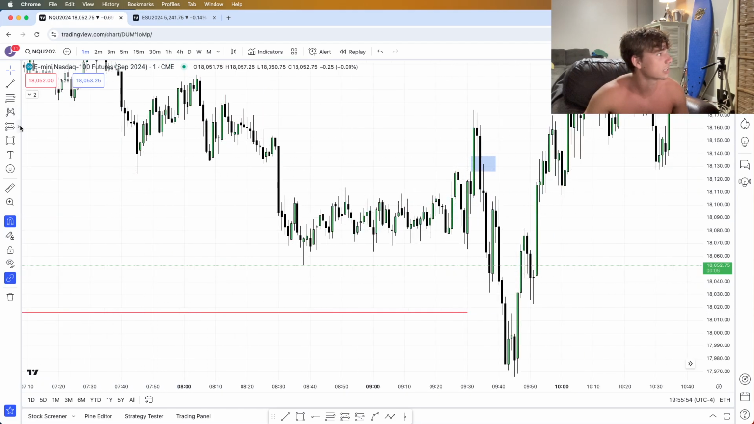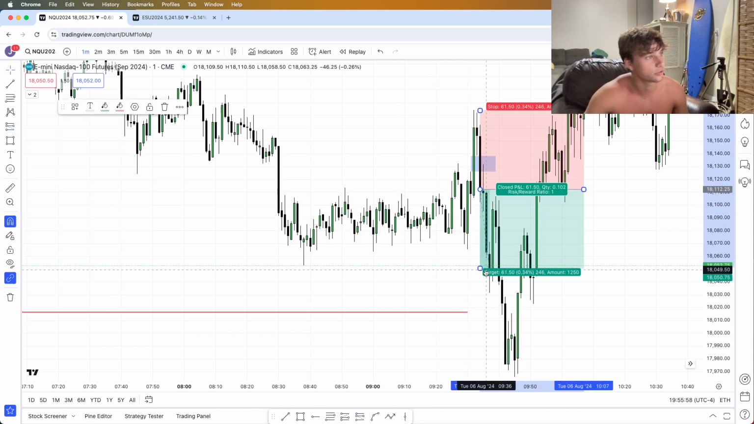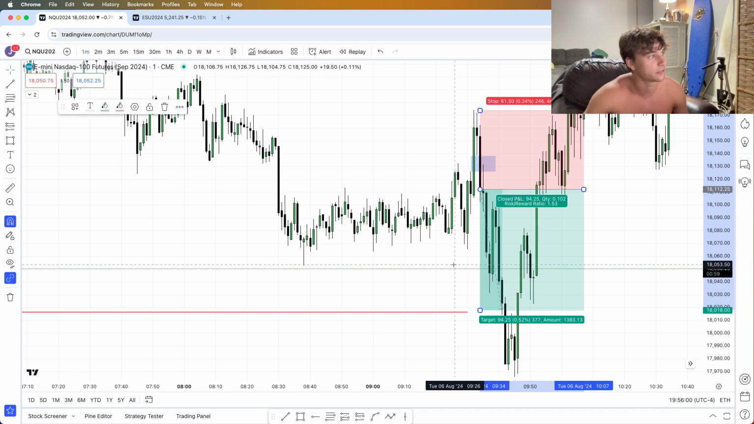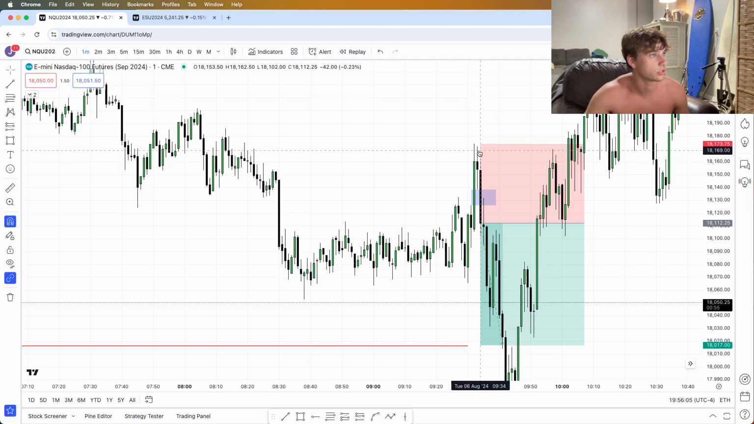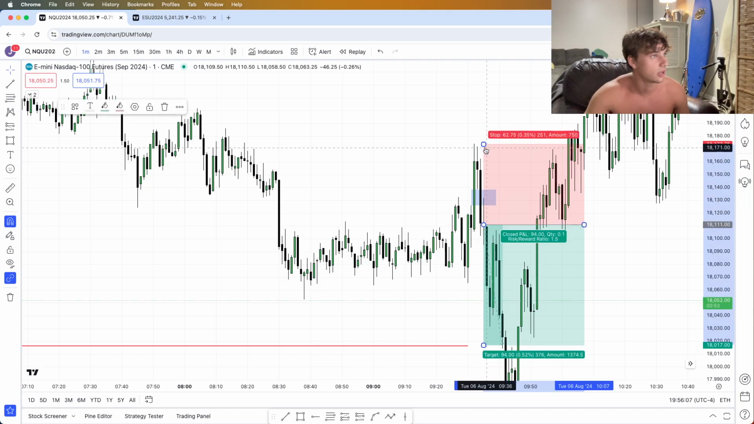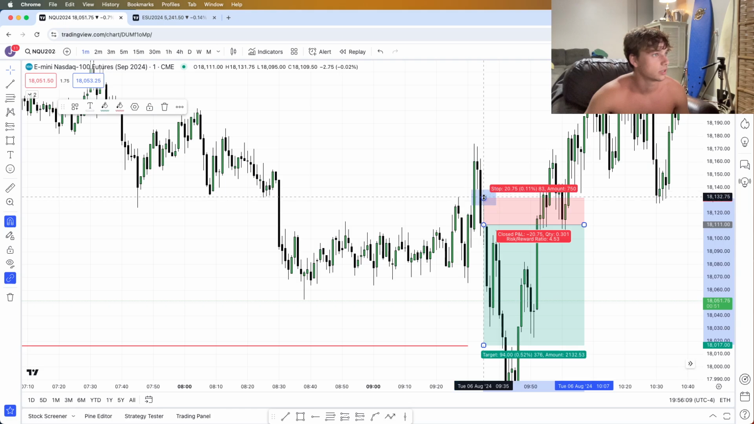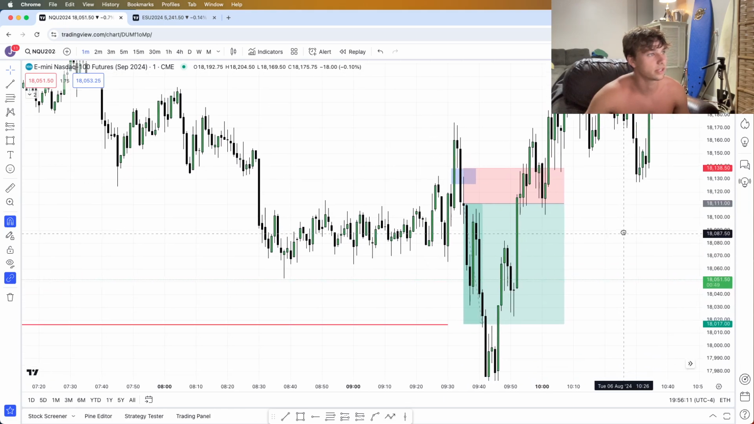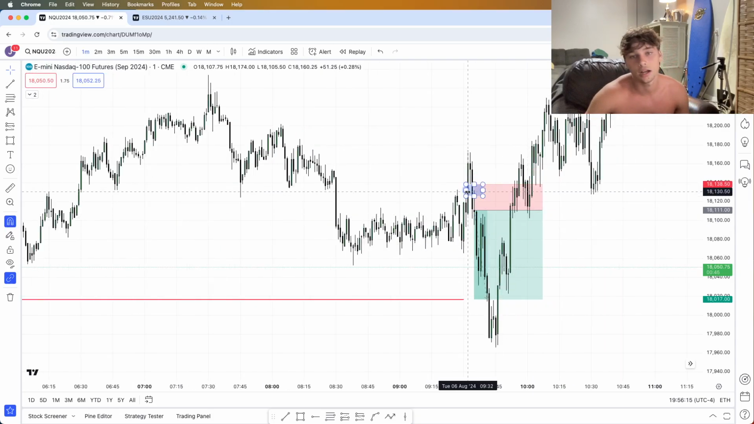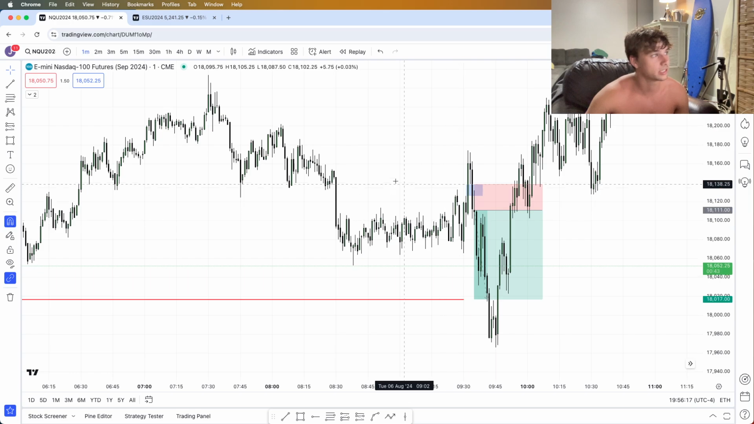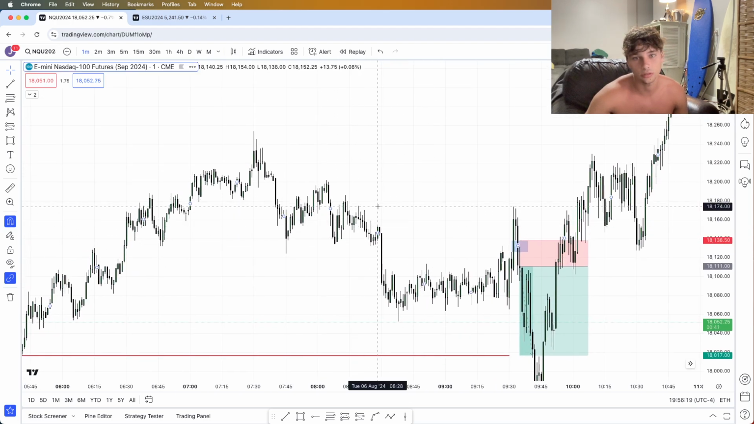So if you did catch this, it's not a horrible trade, but there's a few reasons why it wasn't my favorite setup ever. This would have been a 90-something point trade, which is very nice. But the reason I am not the biggest fan of this trade is because it's right off open, and there's no real clear bias. We didn't sweep any sell side or buy side liquidity.